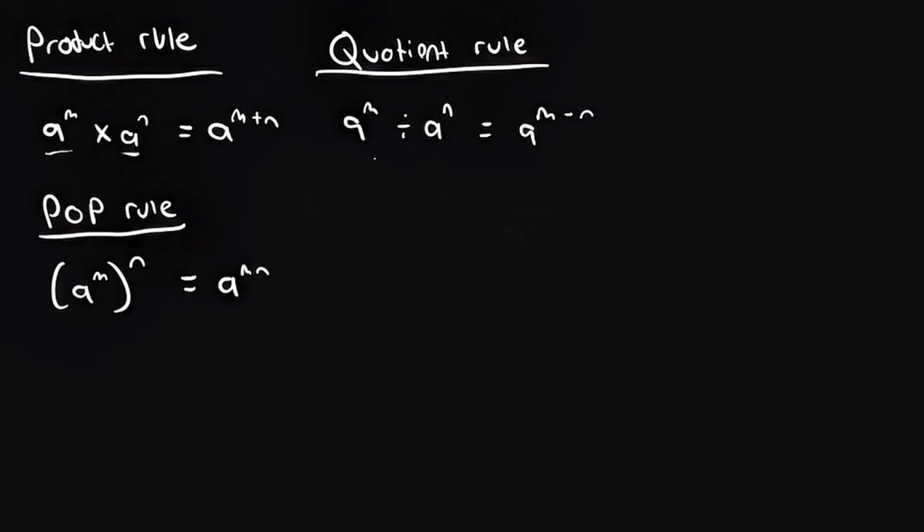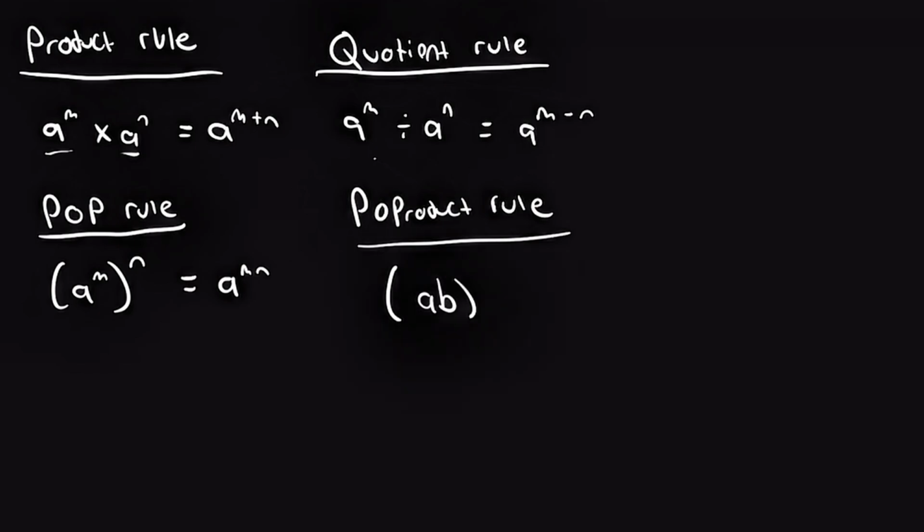Okay, next rule, we have the power of a product rule. So it's similar. So instead of just having one thing in the brackets, let's say you have ab to the power of m, and that is just equal to a to the m times b to the m. Also, there is the zero exponent rule.